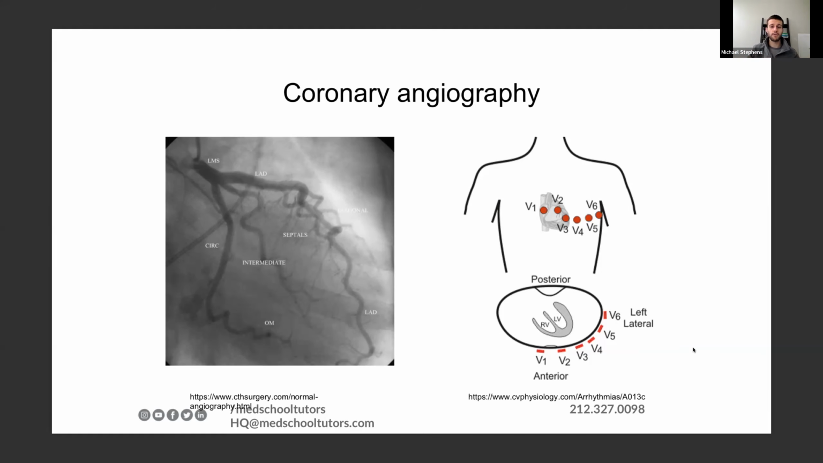V1, V2, think more about that septum. V3, V4, think about that anterior circulation. That's going to be your LAD. V3 and V4, think a lot about LAD. Once you're getting out into V5 and V6, you're back into left circumflex territory, just to give you guys a sense of where the MI is happening. Awesome job, though. All right, so moving on.